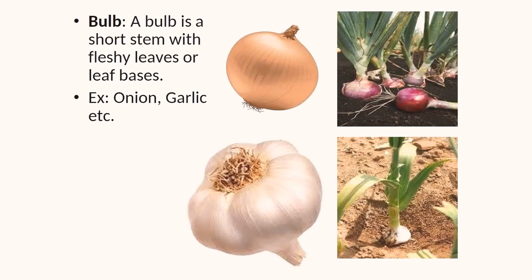Next is bulb. A bulb is a short stem with fleshy leaves or leaf bases. The leaves of a bulb are fleshy, which store food material in them and are surrounded by brown, thin, papery, scaly leaves. The scaly leaves are leftovers of the previous year's leaves after their food material is consumed.